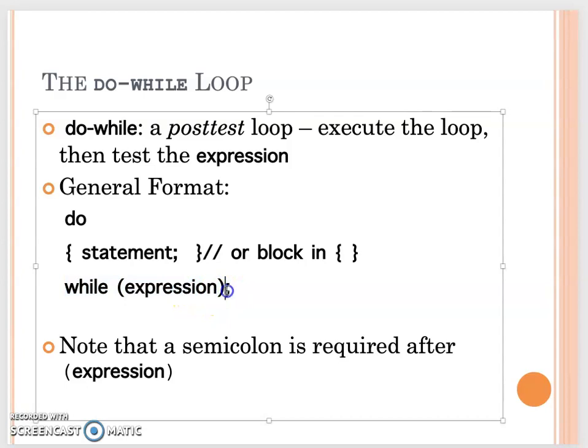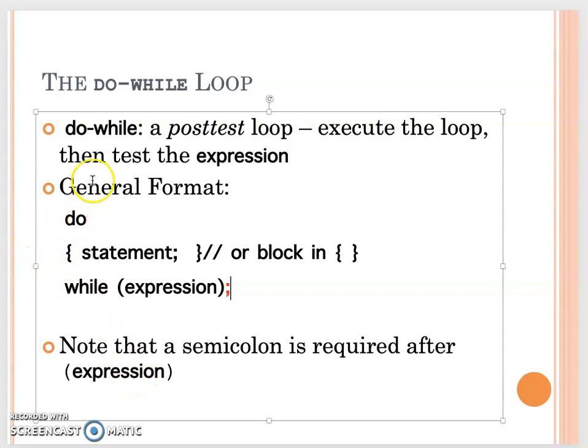And don't forget, here is very important. Most of the time, people will forget. After your do-while loop, after the while condition, you will have a semicolon. Before, in the while loop, we don't have one, but in the do-while loop, after the expression, we have the semicolon. So note, a semicolon is required after the expression.